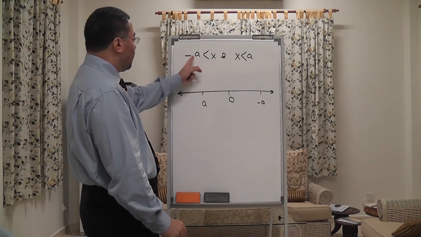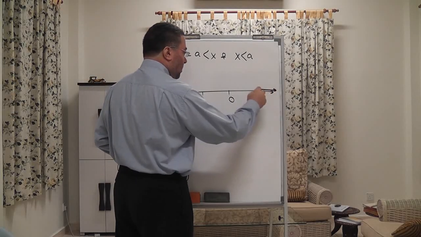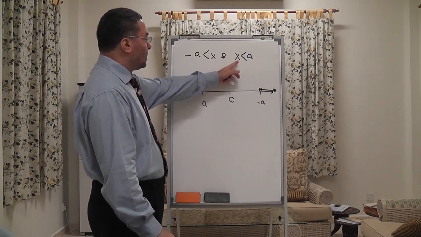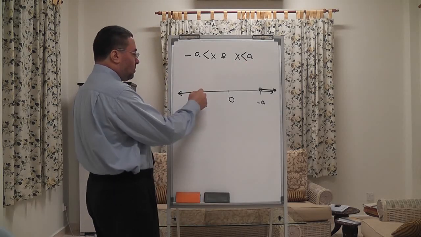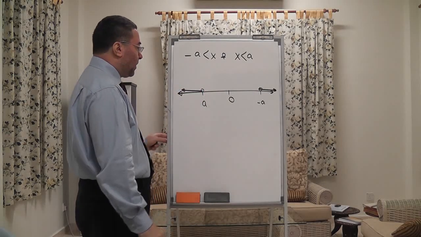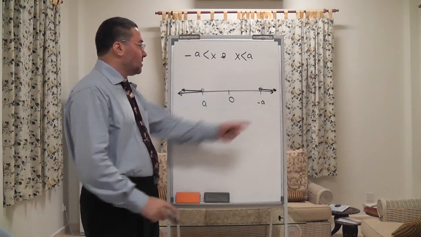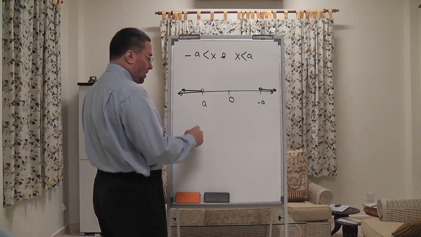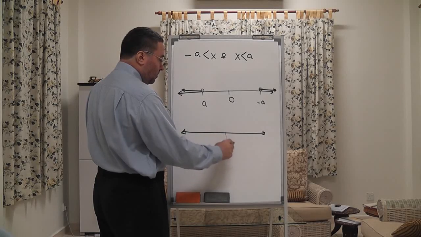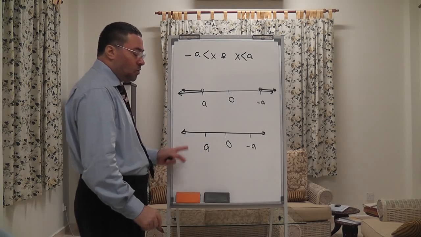Here x is more than minus a, so it's more than this, and that will be this way, and we have an open circle on minus a. And x is less than a, so it's going to be in this region, and we have an open circle on a. And since we are looking for an overlapping region, and there is none in this case, the solution here is a null set. And for a null set, we just draw a number line, and we do not do anything else.